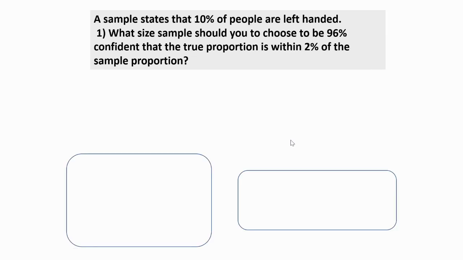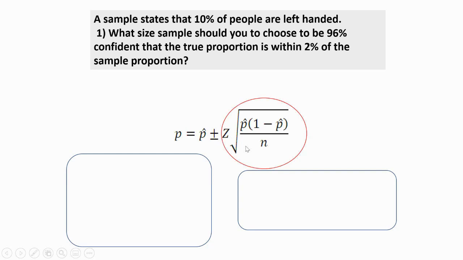Okay, so let's have a look at these two types of questions here. A sample states that 10% of people are left-handed. Okay, what size sample should you choose to be 96% confident that the true proportion is within 2% of the sample proportion? Okay, so this type of question, if we take our proportion formula, basically they're asking us what size sample should you choose so that this part over here is within 2% of the sample proportion. So that is within 2%.